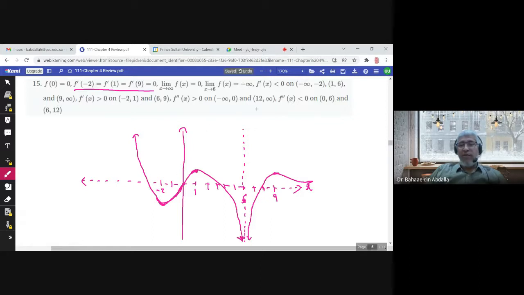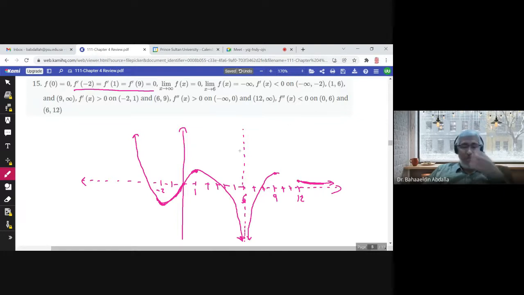And then from 12 to infinity, so this is 12. From 12 to infinity, concave up. So here it starts concave up like this. So like this, concave up. Of course, it will approach the asymptote.